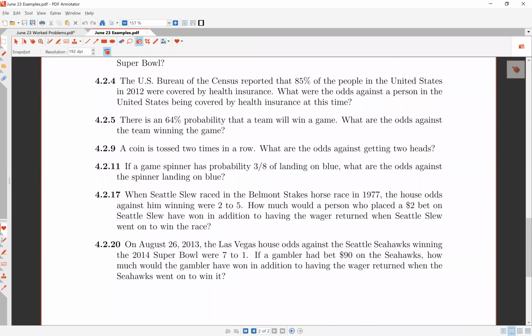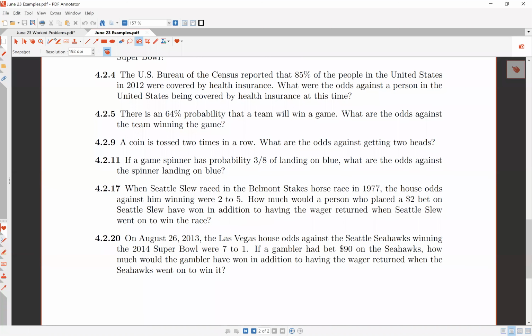So the odds against the team winning here are 9 to 16. I'm going to skip 4.2.9. You can do that easily, just list out all the outcomes if you toss a coin twice. I'm skipping 4.2.11 as well. That's similar to what we just did.